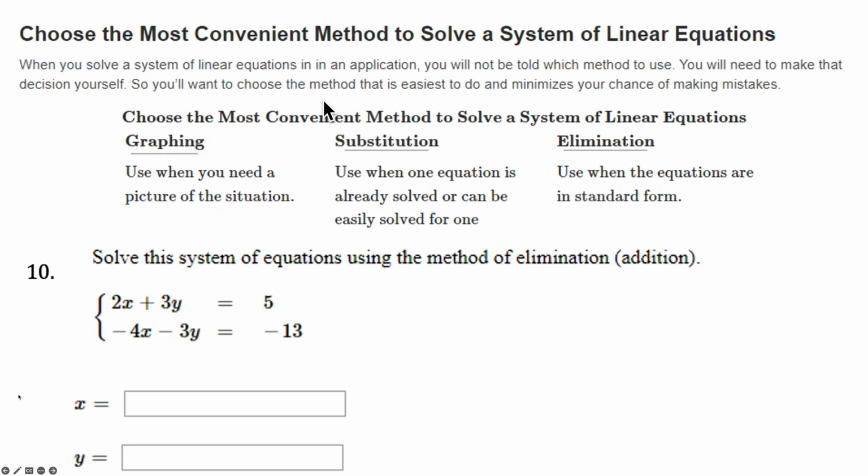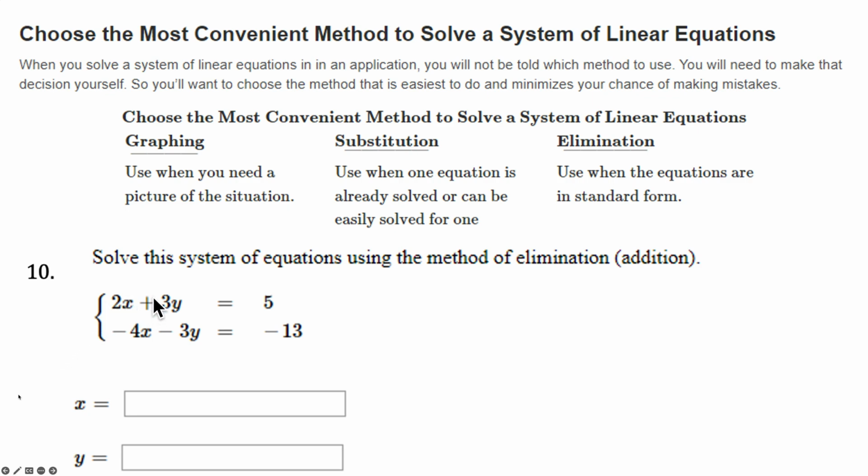All right, so you're going to choose a method. We're looking at elimination right now. Again, when do I want to graph? Well, if I got everything in y equals mx plus b, that might be something quick and easy to graph. Substitution, when you got one variable already solved for. Elimination, both in standard form. Here we are, both in standard form.